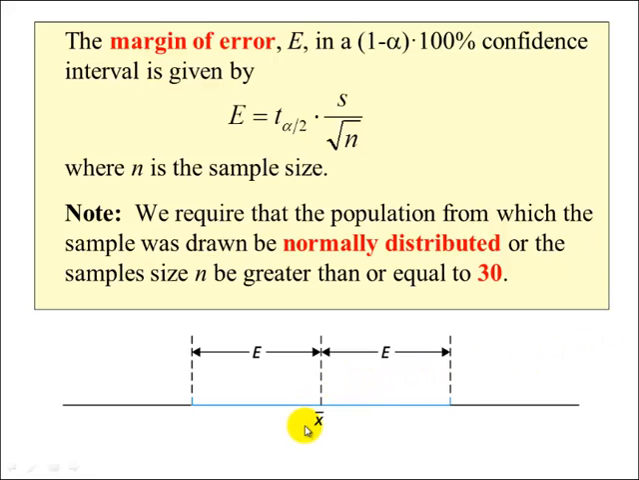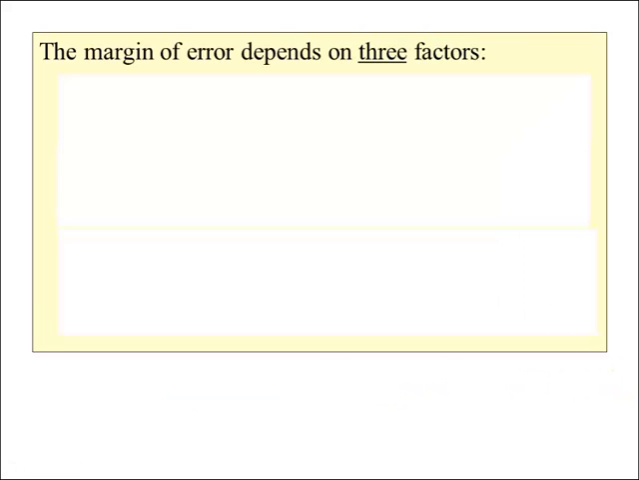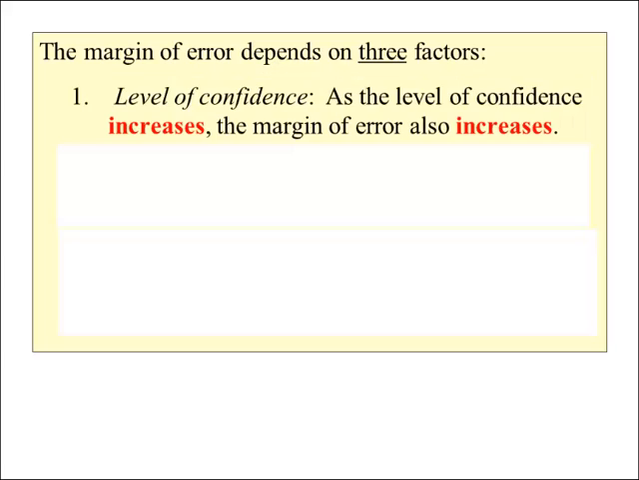So here's a visual. Whenever we have a confidence interval for the population mean, x bar is always exactly in the middle. If we subtract the margin of error, we get our lower limit. If we add the margin of error, we get our upper limit. The margin of error depends upon three factors. Number 1, the level of confidence. As the level of confidence increases, the margin of error also increases.